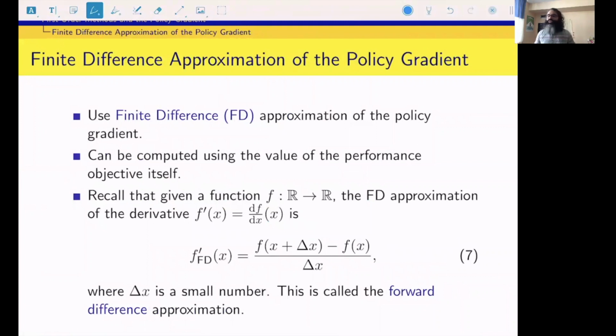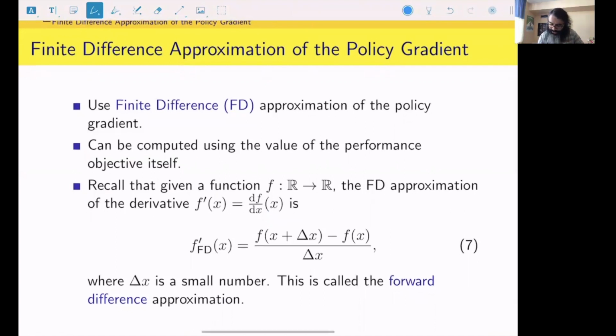One approach that we can use, however, is a finite difference approximation of the policy gradient. The finite difference is a numerical method to approximate a derivative using just numerical computation. The benefit is that we can compute the finite difference approximation of the derivative using just zero order information, the value of the objective itself. As a quick reminder, if you have a one-dimensional function f from R to R, the finite difference approximation of the derivative, which I denote by f prime, is f of x plus delta x minus f of x, divided by delta x. This is essentially the definition of the derivative, as delta x goes to 0.